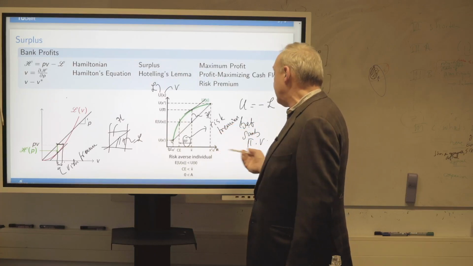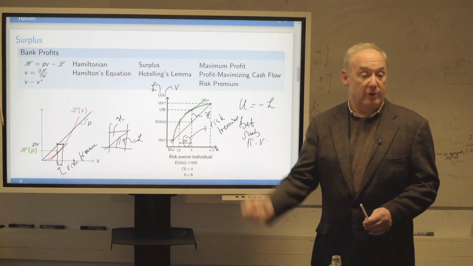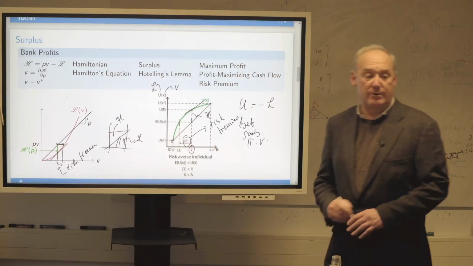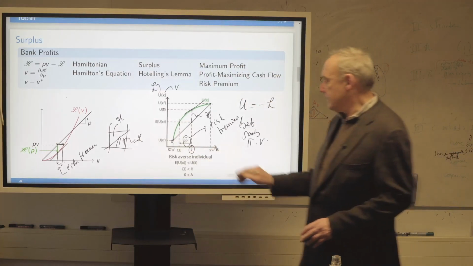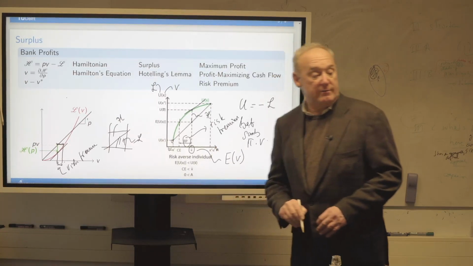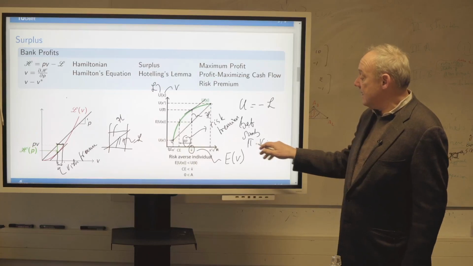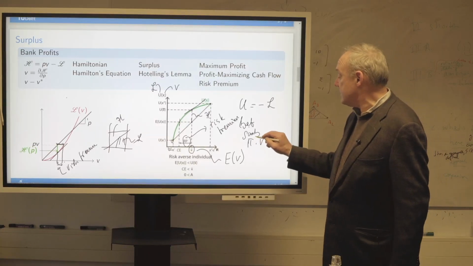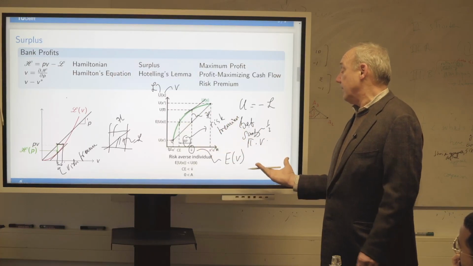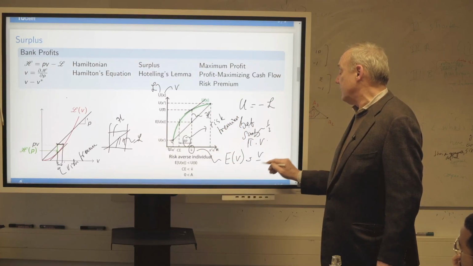Well, if say it's a 50-50 bet, we're throwing a coin, then you might say this is the expected flow, right? So this thing here is the expected value of what I'm going to receive. If I'm going to receive either V with probability half, and 0 with probability another half, this would be V over 2, right?